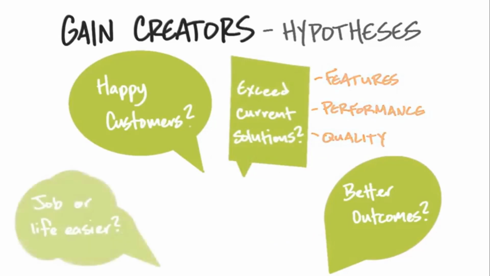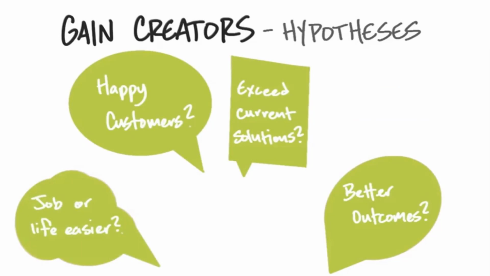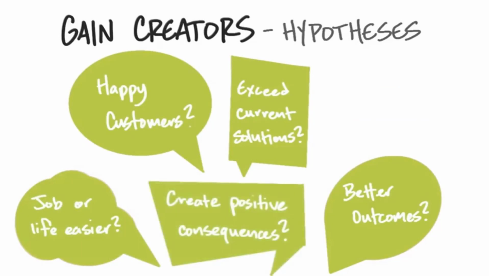Does it make your customer's job or life easier? Or does it create positive consequences that a customer desires? Again, it could be a social consequence for a need. It could be a business consequence. They get more sales, etc. And so, much like thinking through pain, you'll start with a set of hypotheses, but the only way to understand this is outside the building in front of lots of customers.